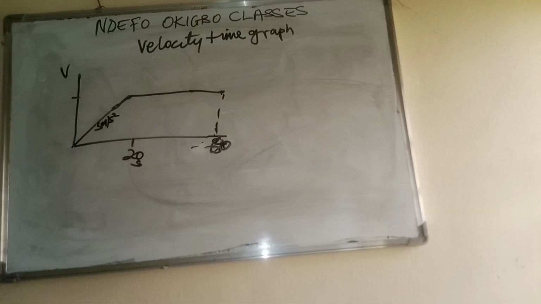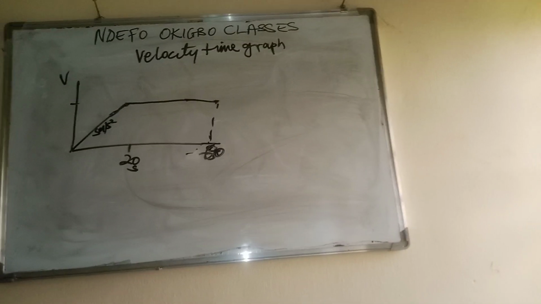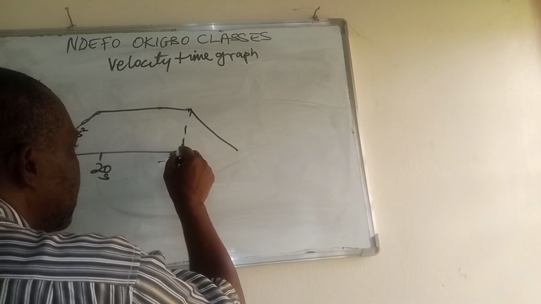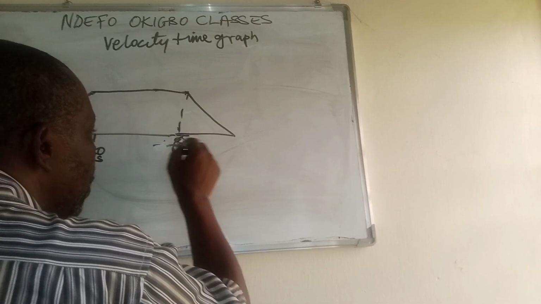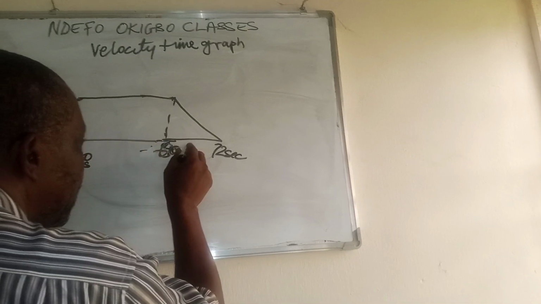It came to rest with a uniform retardation, deceleration, after 12 seconds. So it came to rest after 12 seconds. That's somewhere here. So 12, this will be 72 seconds. That's 60 plus 12.